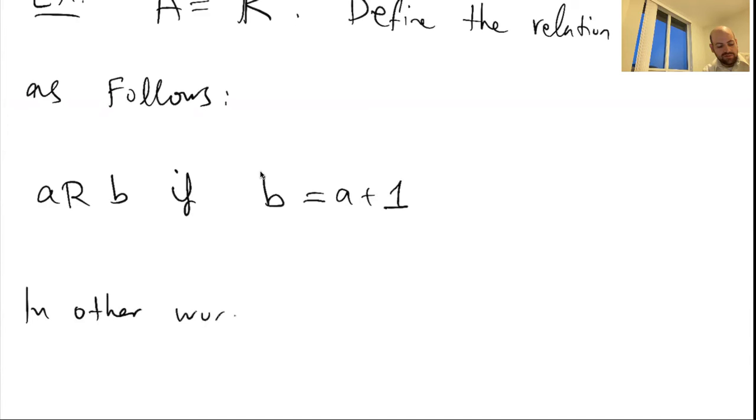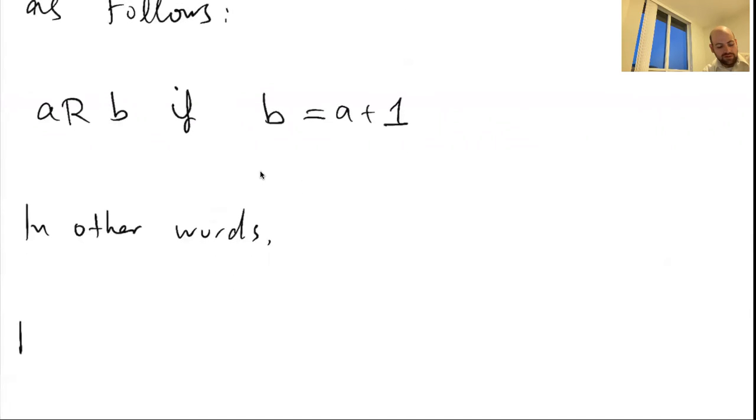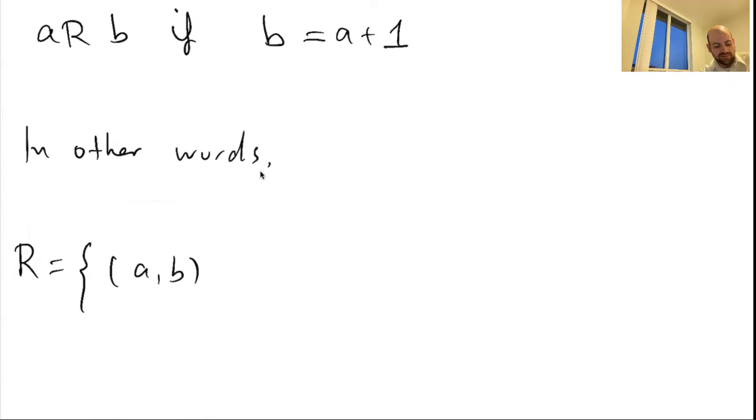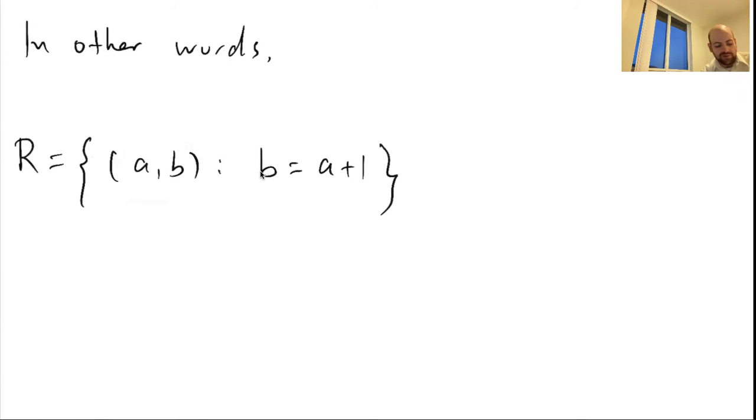In other words, R is equal to the set of all pairs of the form (A, B). So A R B is another notation for (A, B) belongs to R. So (A, B) belongs to R, or R contains (A, B), if B is equal to A plus 1. So all pairs of the form (A, B) where B equals A plus 1 are contained in this relation R.